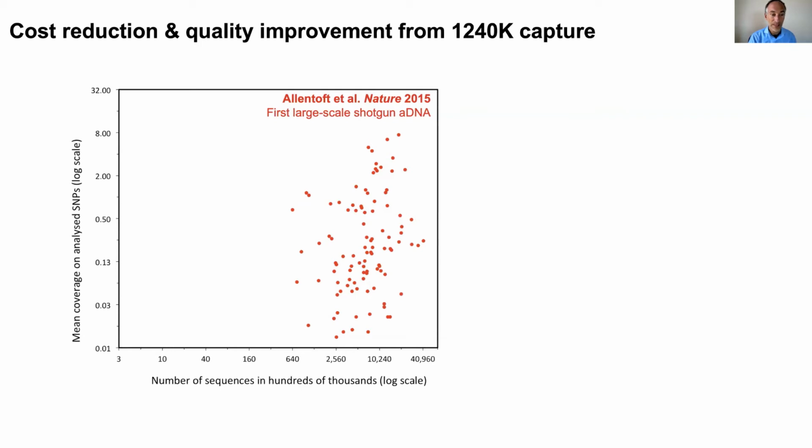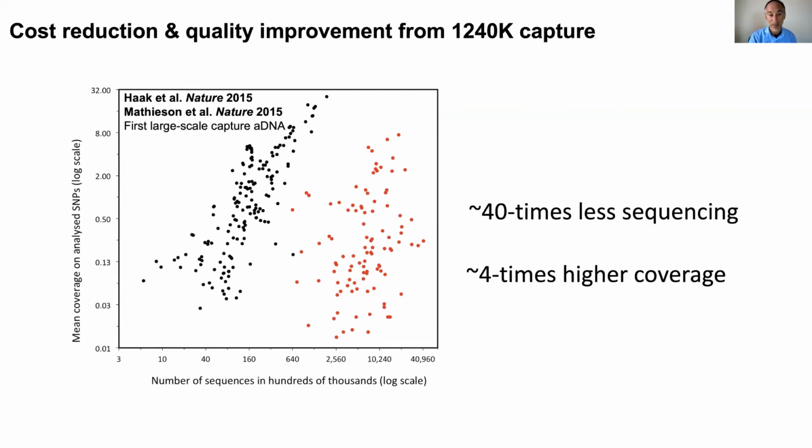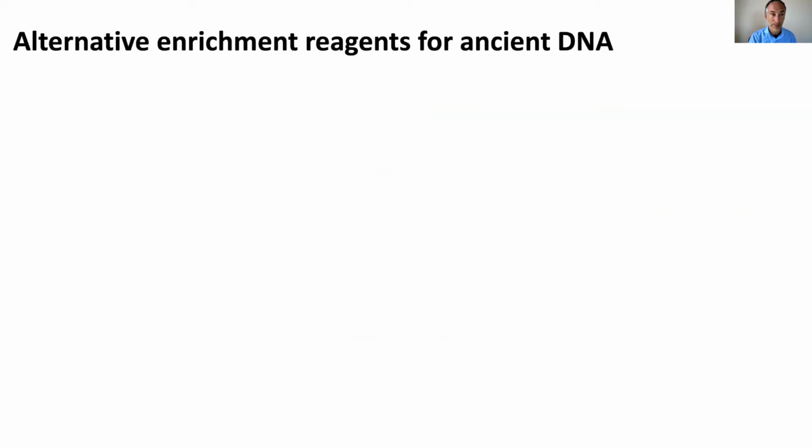The average coverage after sequencing was about 0.17 on the targeted positions, but that was enough to make a lot of inferences. In the same year, and around the same time, we published our first large-scale study focusing on the same types of samples, but our coverages were much higher, about 4 times higher on average, and we did about 40 times less sequencing by using this approach. So this shows the power of the method, and both shotgun sequencing and enrichment have advantages and strengths, but we've continued to use for many, but not all of our analyses, this enrichment approach.